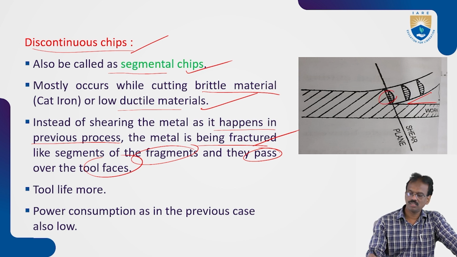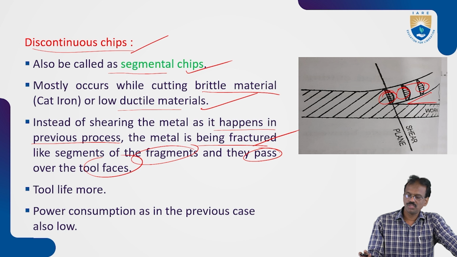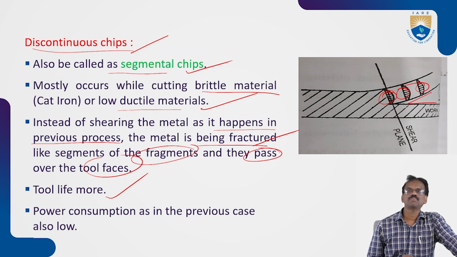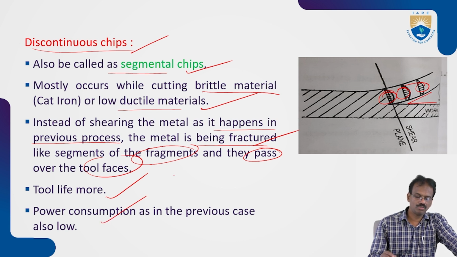So like this, the metal easily breaks in the form of segments, and the material will be removed like segment type chips. Here the advantage of this one is that the tool life is more, and the power consumption, as in the previous case, is also very low.